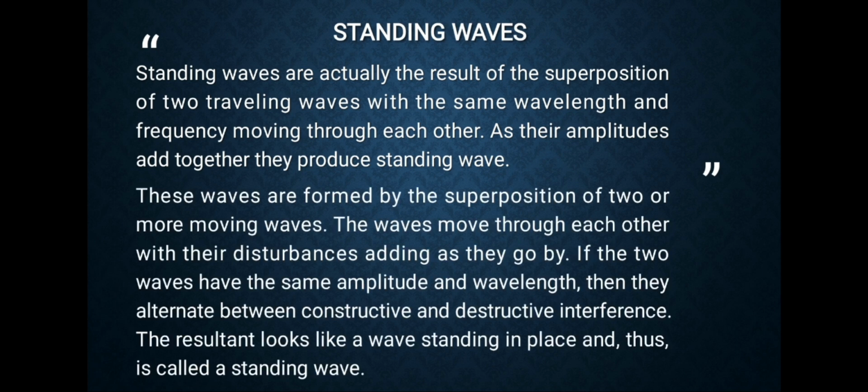These waves are formed by the superposition of two or more moving waves. The waves move through each other with their disturbances adding as they go by. If the two waves have the same amplitude and wavelength, then they alternate between constructive and destructive interference. The resultant looks like a wave standing in place and thus is called a standing wave.